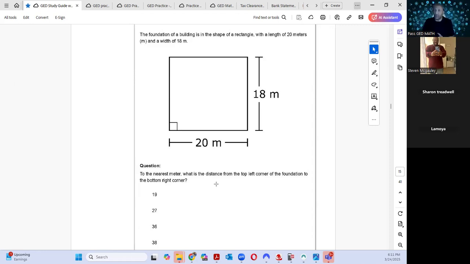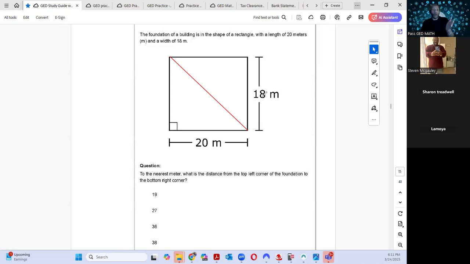The reason why is when we look at the question, what is the distance from the top left corner to the bottom right? You've got to draw that line. Now you see the right triangle. Everybody understand that? Yes.